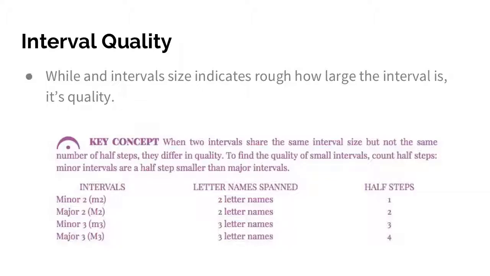An interval size indicates how large it is, but its quality provides a more precise description of the interval. If you look down at the key concept here, when two intervals share the same interval size but not the same number of half steps, they differ in quality. To find the quality of small intervals, count half steps. Minor intervals are a half step smaller than major intervals. So a minor second is 1 half step, a major second is 2 half steps, a minor third is 3 half steps, a major third is 4 half steps.